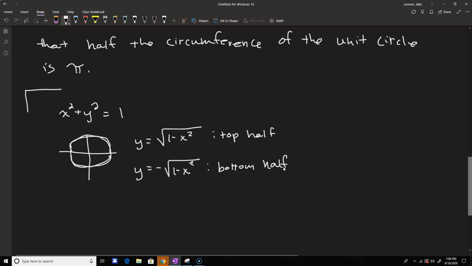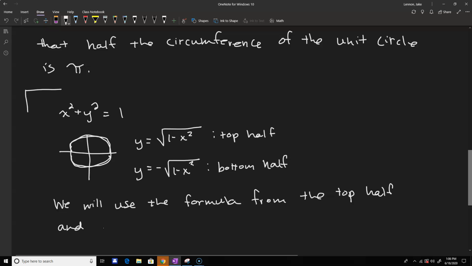So we're just going to choose the top half here. Again, we have our formula there. So what we need to first do is figure out what y prime is going to be. So we will use the formula from the top half and plug it into the arc length formula.